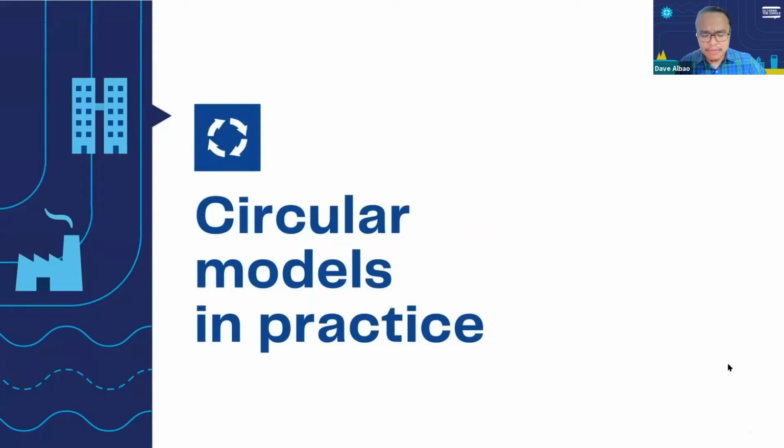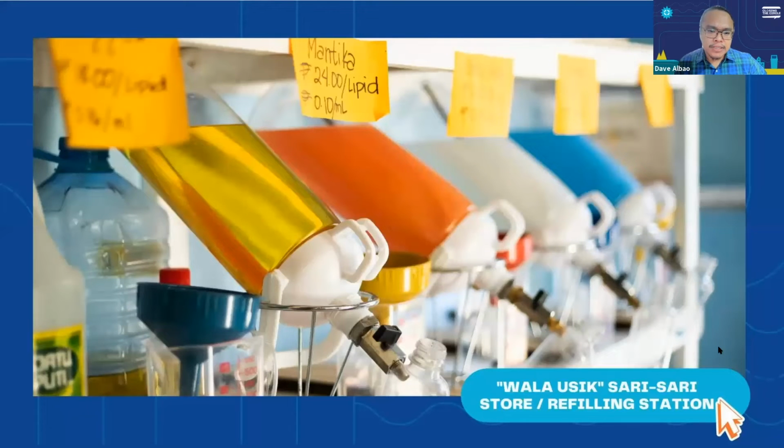So let me focus on four. I think I have four or three circular models today. The first one is something that I'm personally involved with. Our question was, how can we redesign the Sari Sari store to reduce the sachets? There are 800,000 Sari Sari stores in the Philippines. Is it possible for the products that they sell to be dispensed instead in containers, but with the same volumes and with the same price points and with the same quality or brands? So that was our question, and we prototyped 8 refilling stations, and we learned a lot from that.